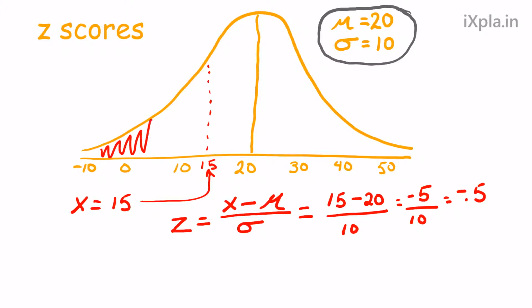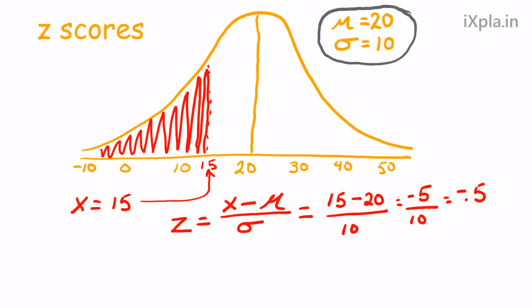Now, I'm interested in knowing what proportion of the population I scored higher than. So I'm interested in the area under the curve in this shaded region. The way I'm going to figure out that area is I'm going to use a table in the back of your book. It's Appendix A in the back of the book.